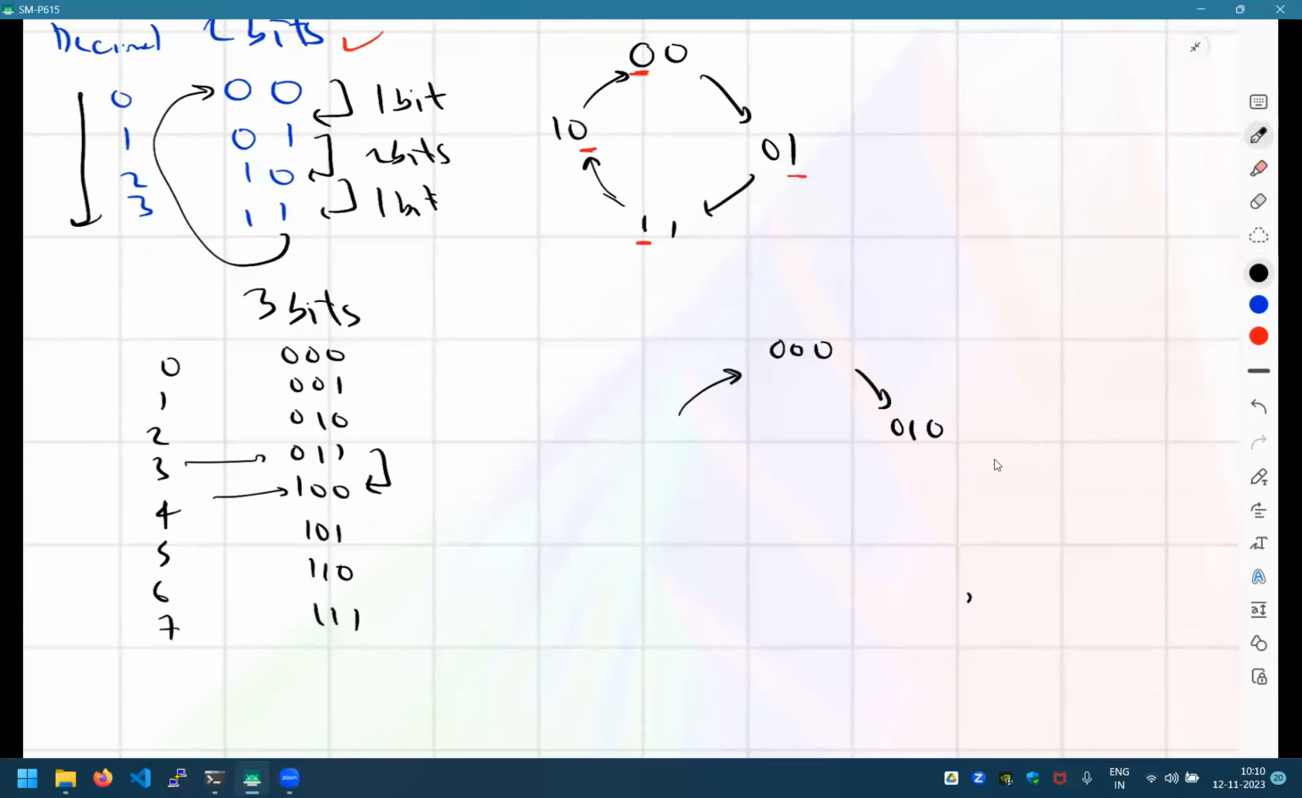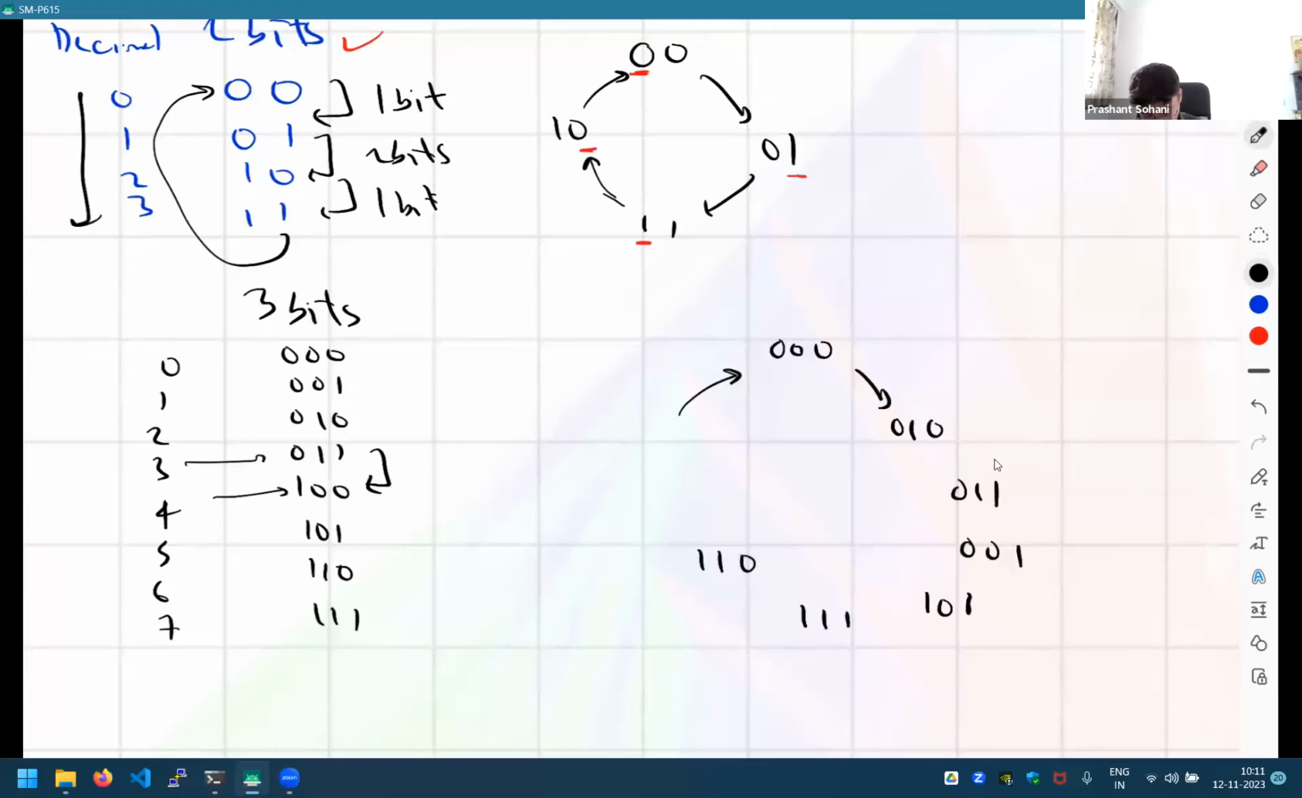Okay. 011, 001, 101, 111. Then 110. Then 100. Yes, looks like we have covered all the 8 possibilities and we are changing only one bit at a time.